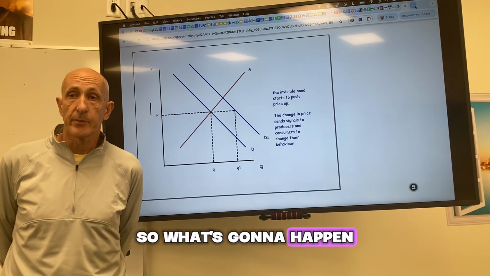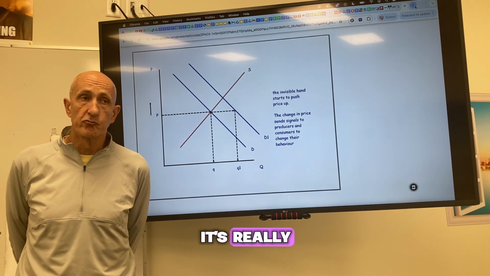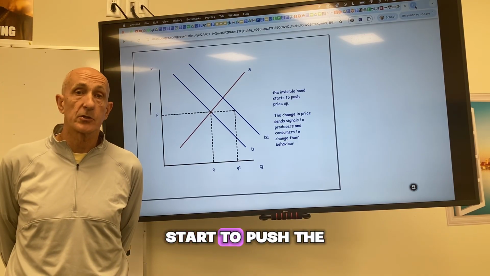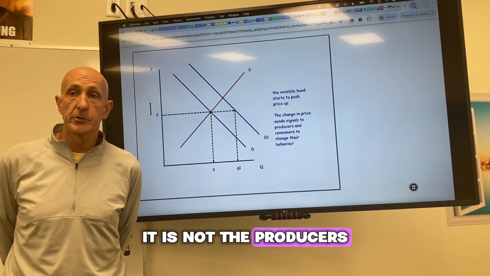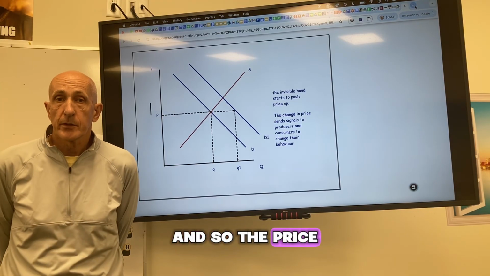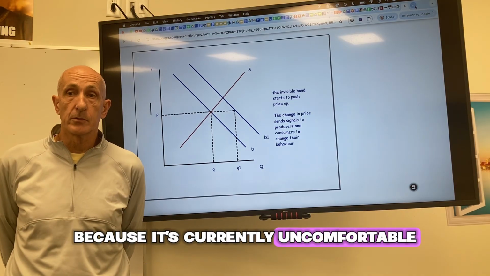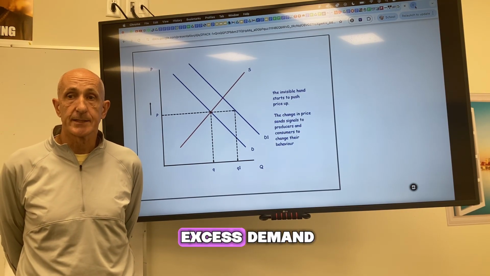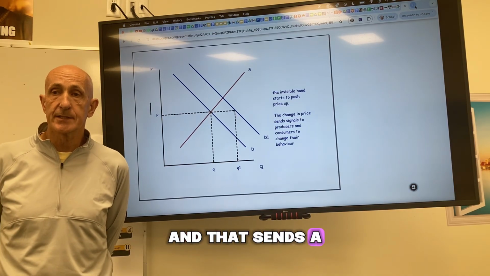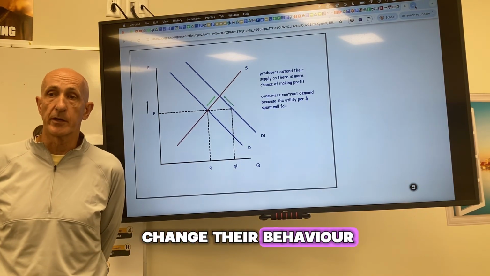So what's going to happen when we've got excess demand is that the invisible hand kicks in. It's really important that you do not suggest that producers start to push the price up. It is not the producers, it's the invisible hand of the market. And so the price starts to rise because it's currently an uncomfortable situation where there's excess demand. Price starts to increase, and that sends a signal to consumers and to producers to change their behaviour.